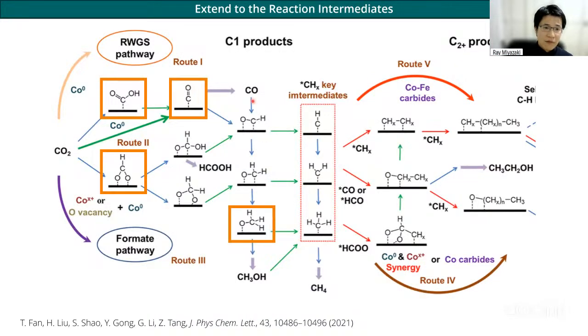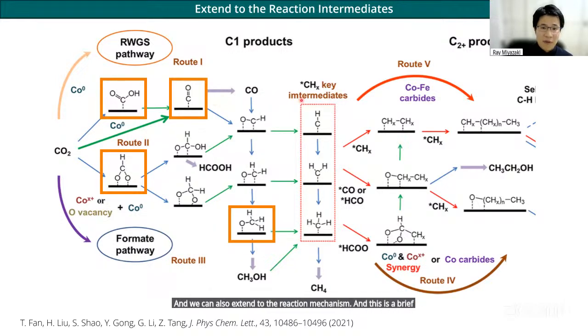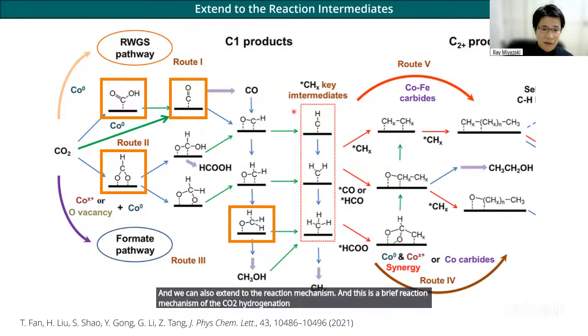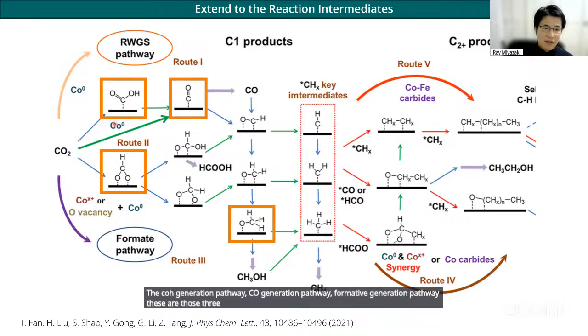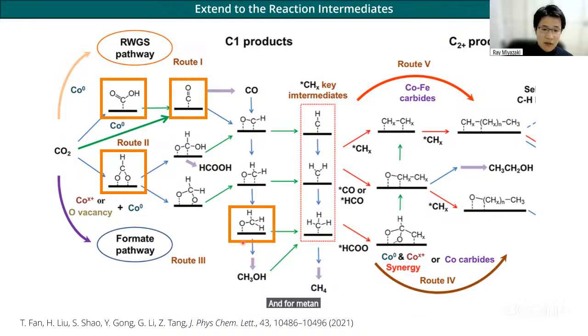And we can also extend this to the reaction mechanism. This is a brief reaction mechanism of CO2 hydrogenation. It is a very brief one, but as you can see, CO2 hydrogenation is very complicated. There are 3 main reaction pathways proposed by this paper: the COH generation pathway, the CO generation pathway, and the formate generation pathway. These 3 intermediates are recognized as the very important initial reaction intermediates for CO2 hydrogenation. And for methanol formation, the methoxy intermediate is recognized as the final intermediate.